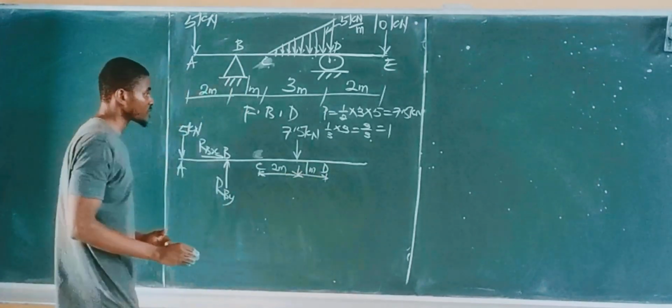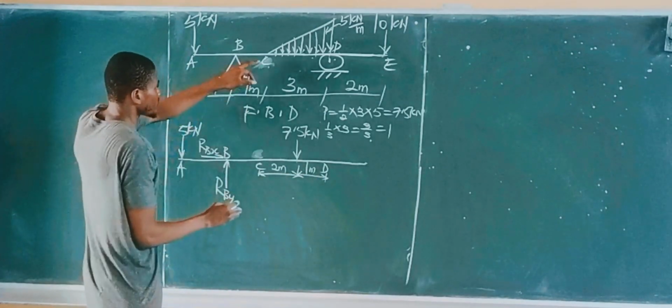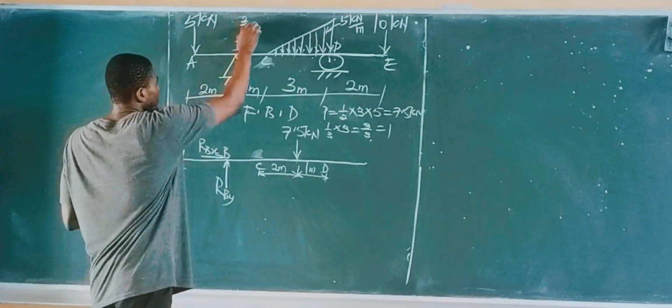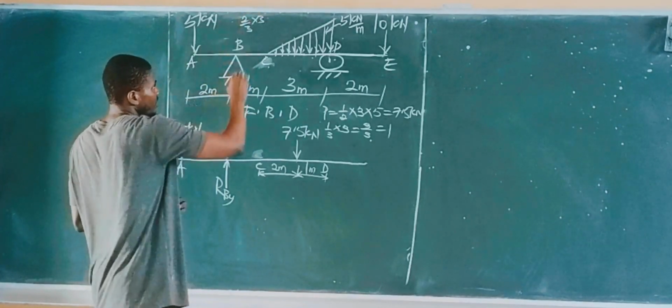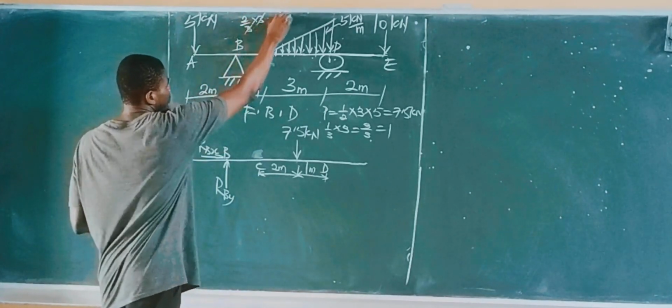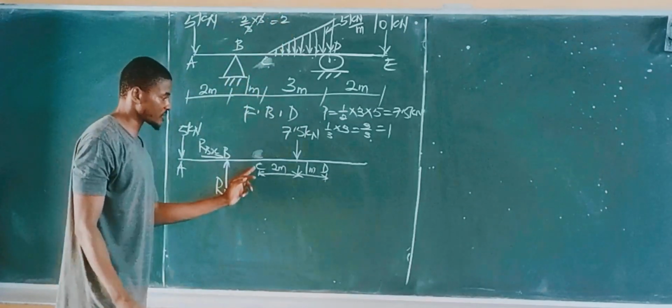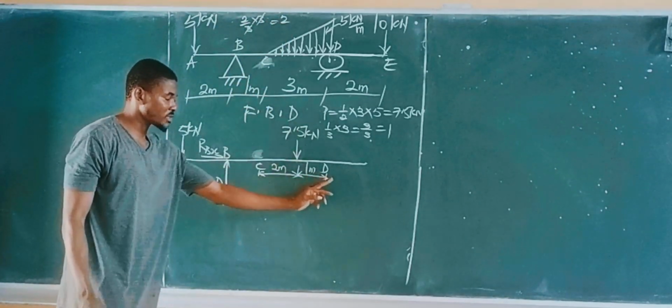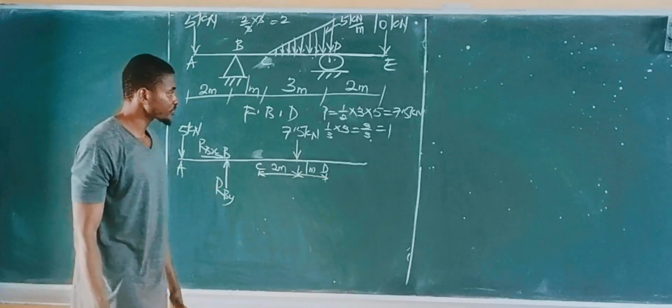Or if you want to check it from the tip, place it at 2/3 of the length. The length is 3, so 2/3 of 3 gives 2 meters from the tip. That's what you can see: 2 meters from the tip, or 1 meter from the base.